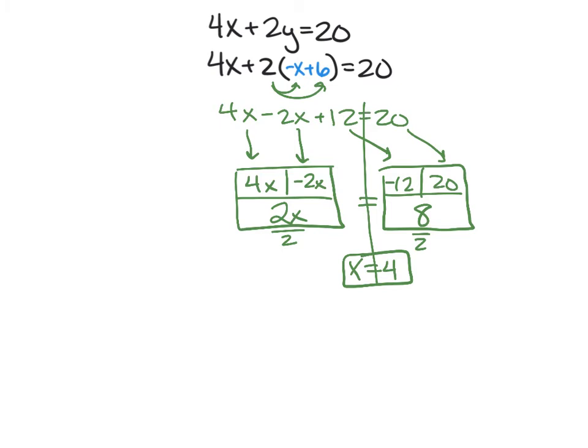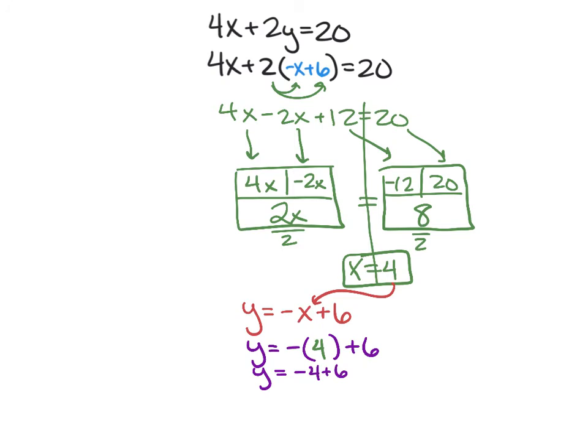Luckily, we already have an isolated equation, the red equation, that is isolated for y, which means that I can plug in that value I've just found for x exactly right there. So I'm going to have y equal to negative x plus 6, but the x is 4. Then we compute. Negative 1 times 4 is negative 4, and negative 4 plus 6 is 2.